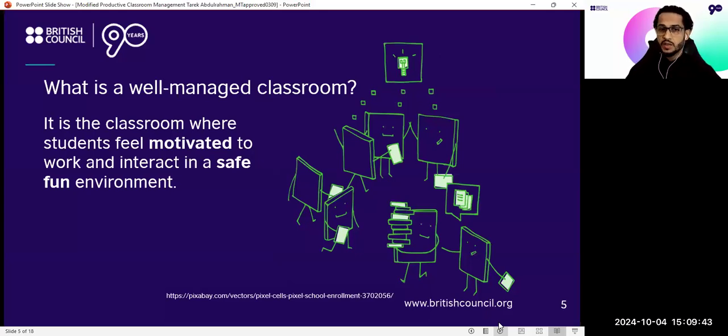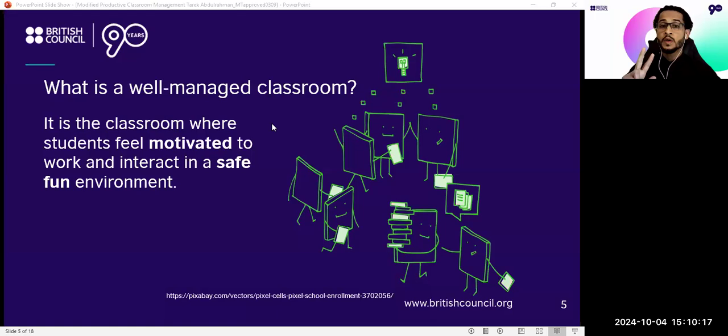As you see, it is the classroom where students feel motivated to work and interact in a safe, fun environment. So tell me about the three key elements for productive management from this definition in the chat box. Three keywords that sum up the whole story of management. Motivation, okay. Safe, excellent, and fun.